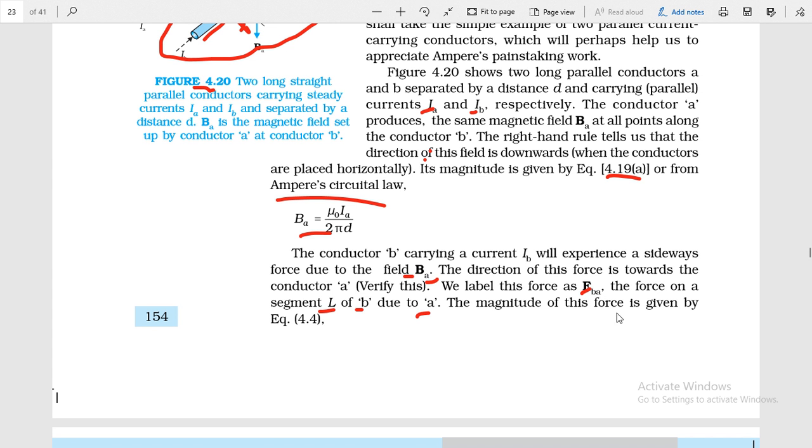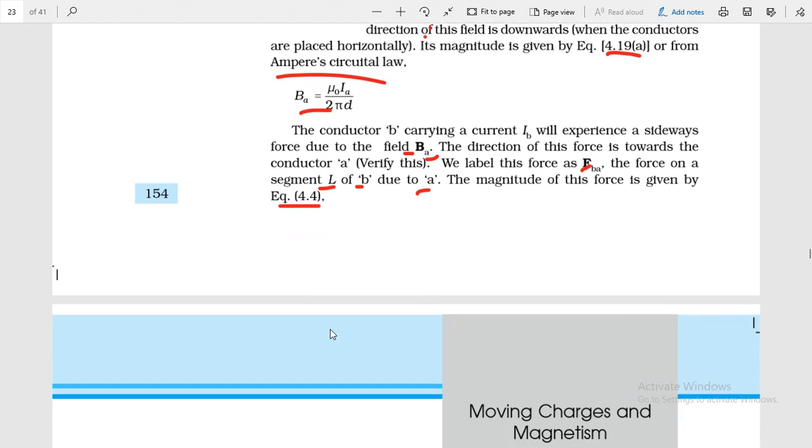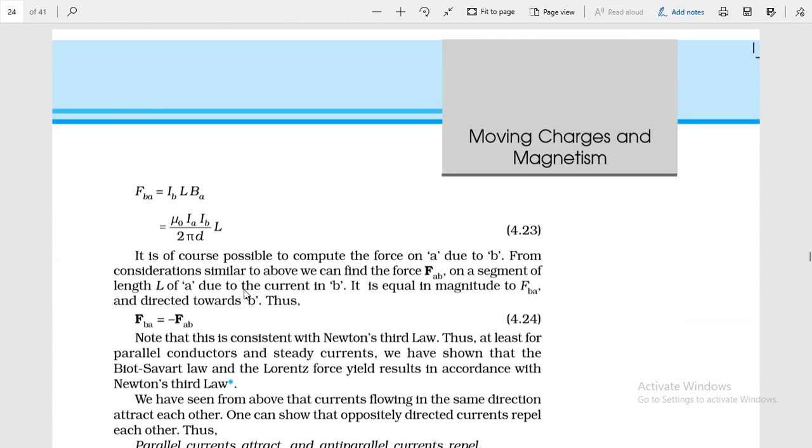The magnitude of this force is given by equation 4.4. You can see this is the formula. FBA is equal to I into L into BA, where L is the segment of the wire or conductor B, and BA is the magnetic field produced by conductor A. So FBA is equal to IB, that is current, L is the length, that is segment of conductor B, and BA is the magnitude of magnetic field produced by conductor A.